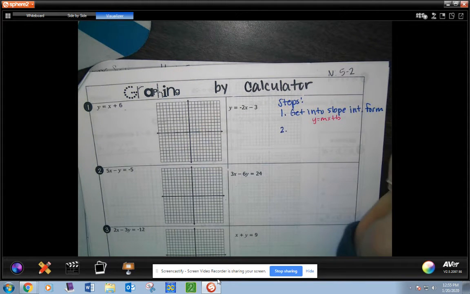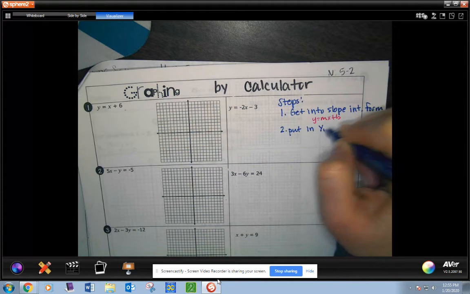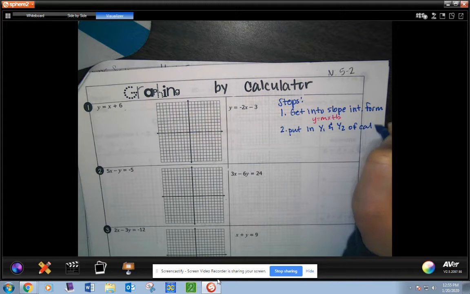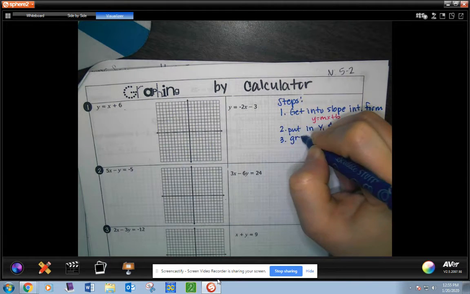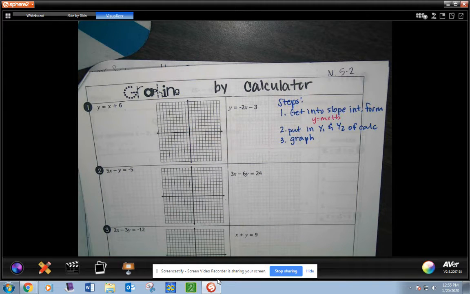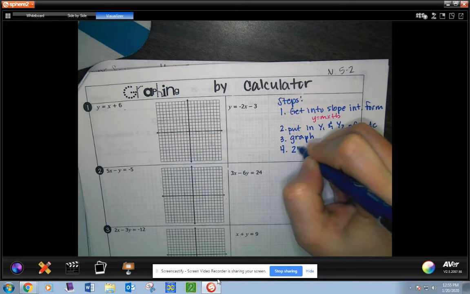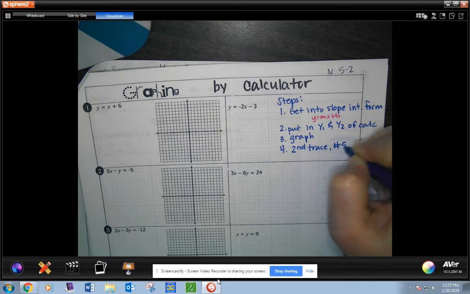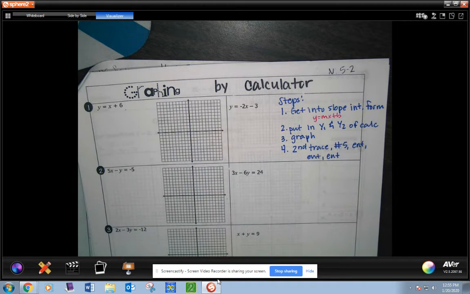Step 2, you're going to put in y1 and y2 of the calculator. Step 3, you're going to graph it. The reason we graph it first is to make sure that the lines do intersect, because if they don't intersect, you can't do anything with it. Then step 4, you're going to press these buttons in this order: second, trace, number 5, enter, enter, enter.